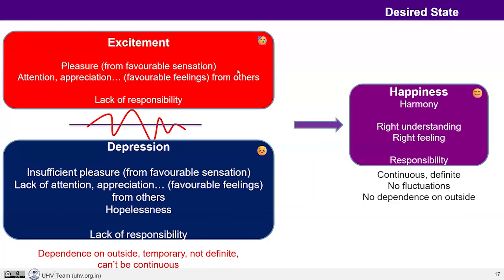Now, the student can see very much that neither excitement nor depression is naturally acceptable. What is naturally acceptable is the state of harmony. So with this fluctuation in life, one has to shift to happiness. That is to ensure harmony within. And that is only possible through right understanding, right feeling. For that, I have to become responsible.